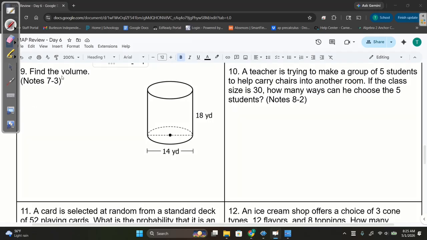Find the volume of the cylinder. The volume of the cylinder is pi r squared times the height. The r is 7, and the height is 18. So we just do pi times the radius squared times 18, which should give us 2,770.88 yards cubed.